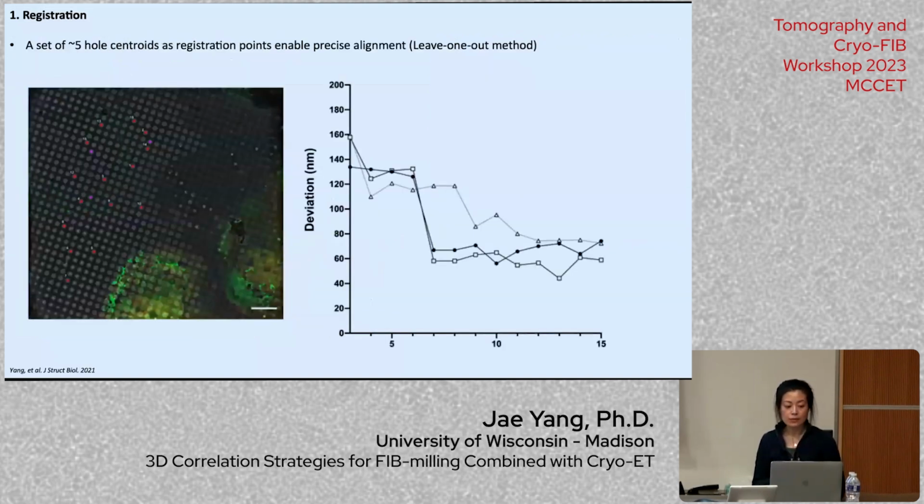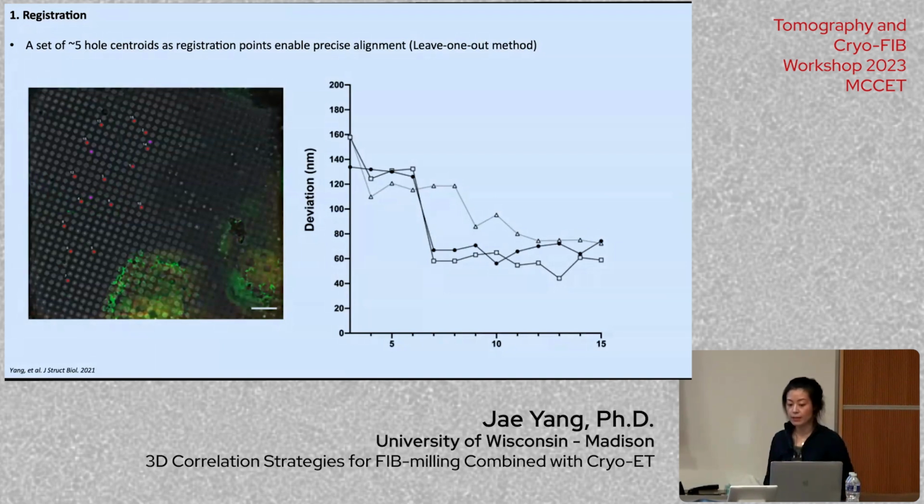Then the question becomes how many registration points you need, because there are a lot of holes in a square. Do you need to pick a lot, and how do you pick them? We found that if you pick a set of 5 hole centers as the registration points, it can achieve a pretty decent transformation. And this is using the leave-one-out method.